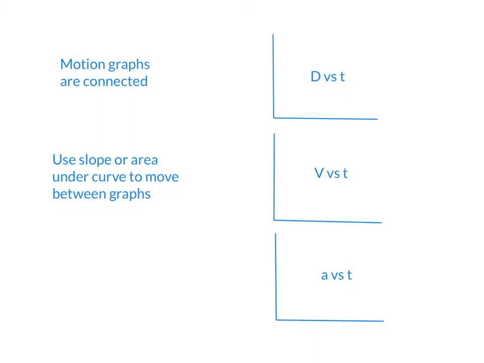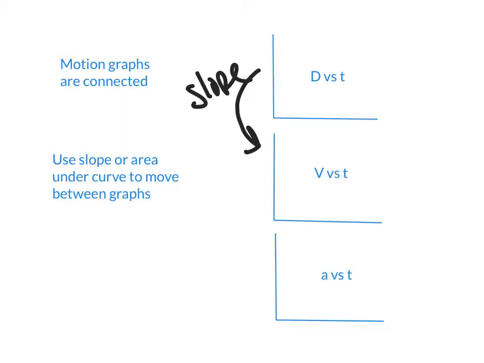In this lesson, I'm going to walk you through how motion graphs are connected and how we can take information from one type of graph and create a new graph using that information. The basic ideas are as follows. So if we start with a distance versus time graph, and you can see that graph at the top, if we want to create a velocity versus time graph and basically graph the velocity of that motion, we will take the slope of the distance versus time graph, and that slope becomes the velocity during that interval.